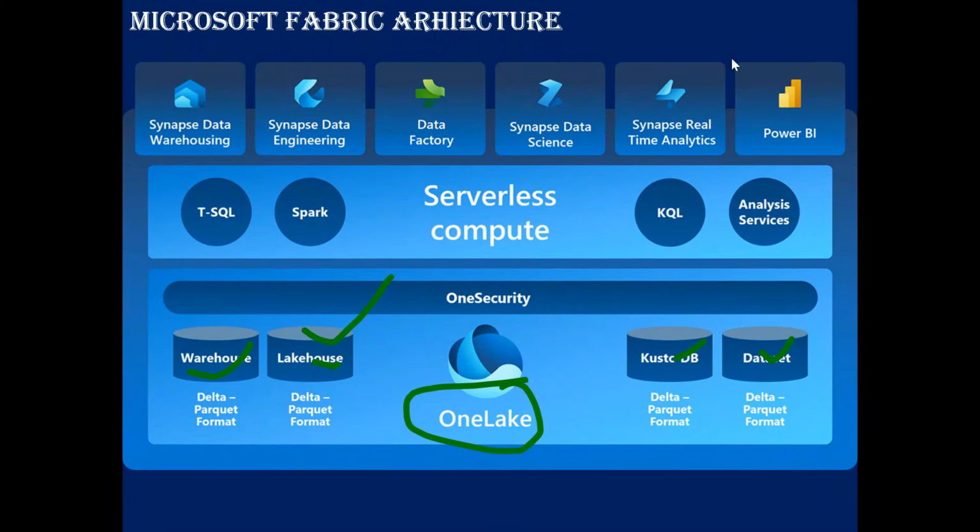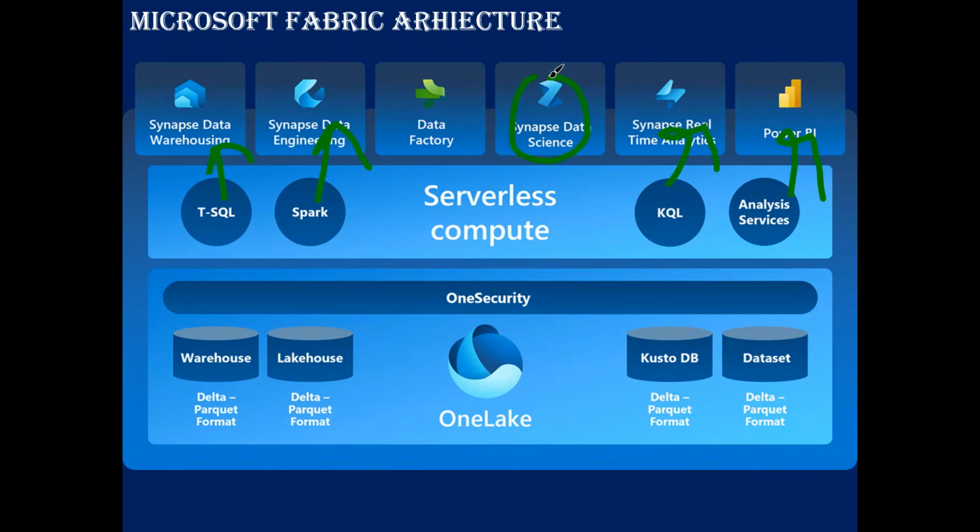Okay, next. As I said, the analysis service is for Power BI, KQL will be used for real-time streaming, Spark is for any data processing using Spark, and SQL is for processing any structured data. Next, Spark comes under Synapse Data Engineering. T-SQL comes under Data Warehousing. Real-Time Analytics is KQL. Power BI is the analytical service.